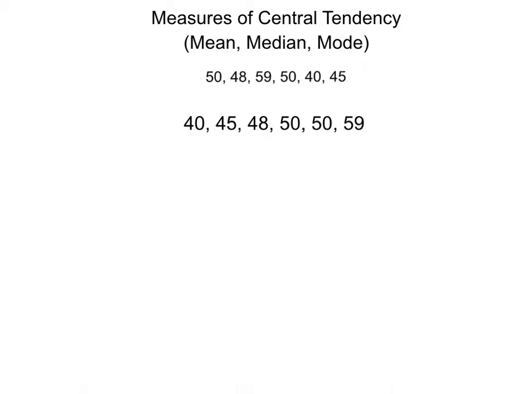So let's start with what I always consider to be the easiest one. First, we're going to find the mode. Now the mode is the number that occurs the most often. So if we look at the numbers that we have on our screen, we have 40, 45, 48, 50, 50, and 59. So of those 6 numbers, the mode is going to be the one that shows up the most often. In this case, the mode is going to be 50, because it shows up twice and none of the others show up more than once.